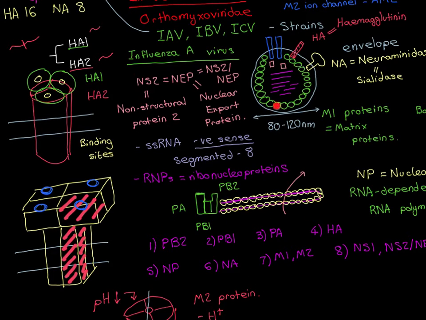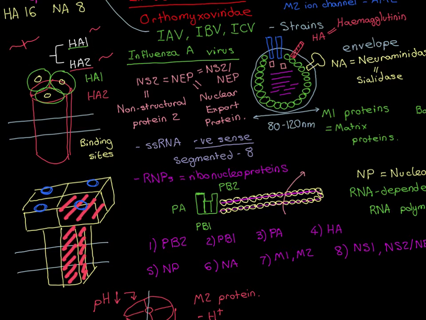The M1 protein is exactly the same. The non-structural protein 2 is exactly the same. The M2 ion channel is the same. We have that again. Hemagglutinin is the same. Neuraminidase is the same. So what is different? I've told you nothing that is different so far. Here comes the different bit.